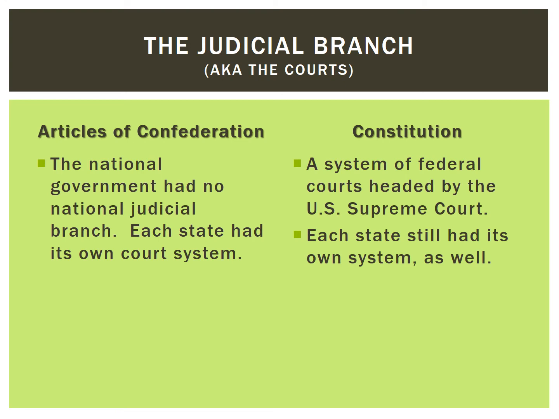Under the Articles of Confederation, the national government had no national judicial branch. We did not have a Supreme Court. Each state had its own court system, and it ended right there. Under the Constitution, a system of federal courts headed by the U.S. Supreme Court is actually what's available. Each state still has its own system, but it also has the Supreme Court that can overrule the state's decisions if necessary.